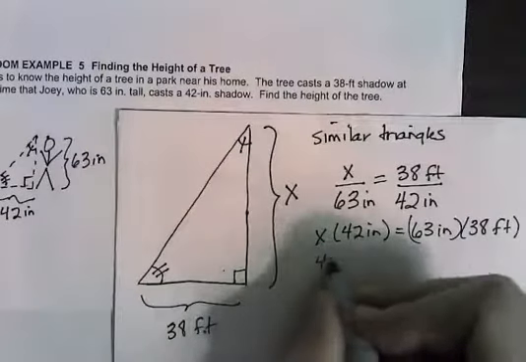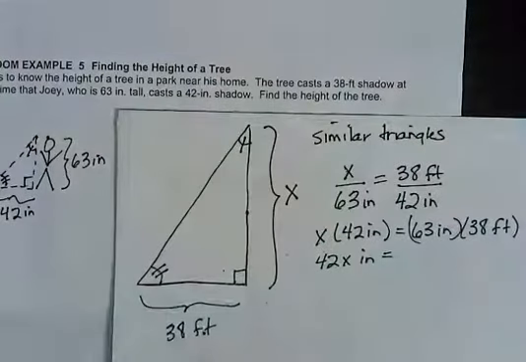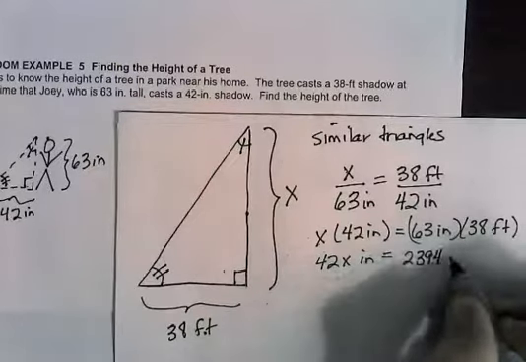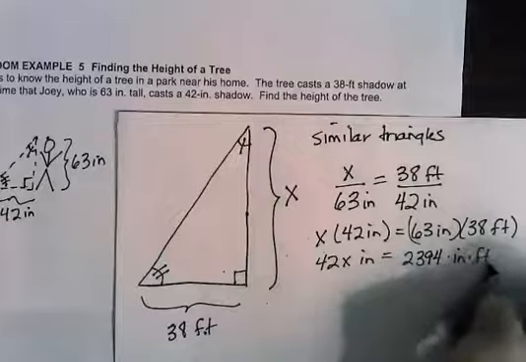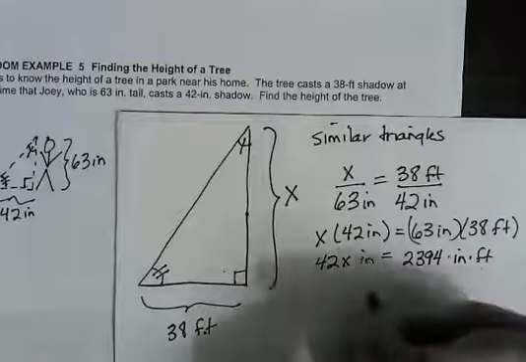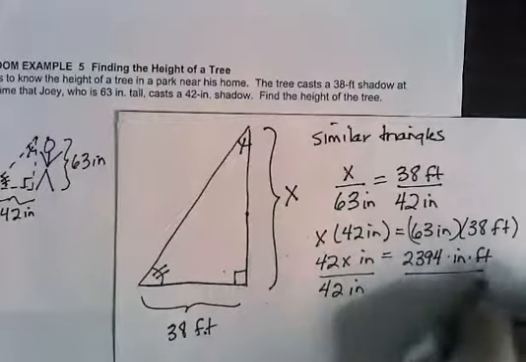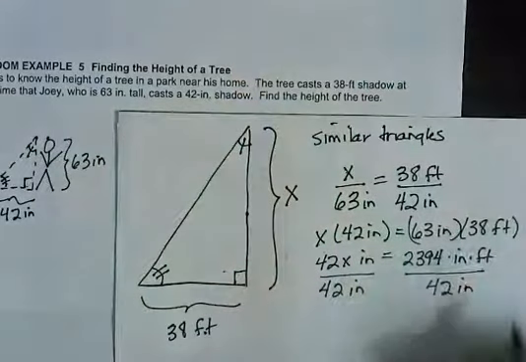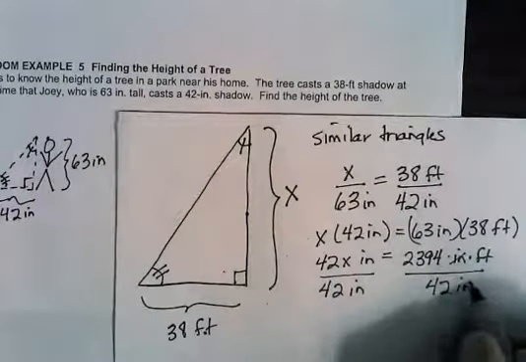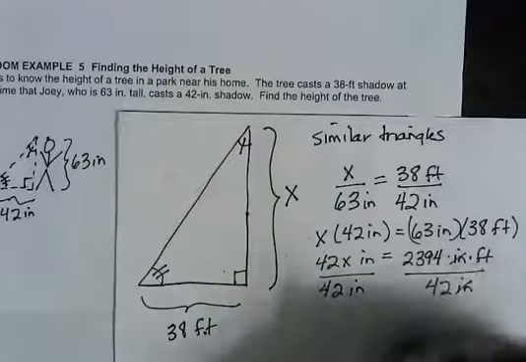So I've got 42x inches over here, and I'm going to take the 63 times the 38. And then I'm just going to have the inches times the feet. And then I want to divide both sides by the 42, and I'm also going to divide by the inches. And this is where I can see that my units work out. Since I've got inches in both places, here they cancel out. And I'm going to end up with my unit of feet, which is what I wanted.